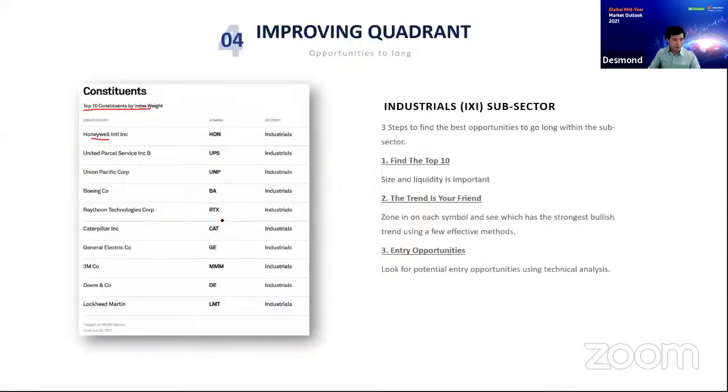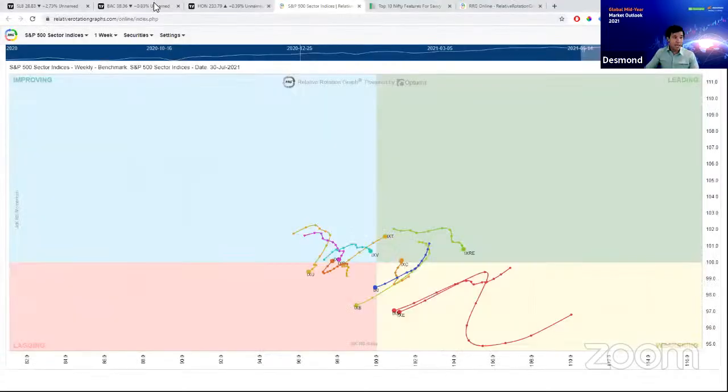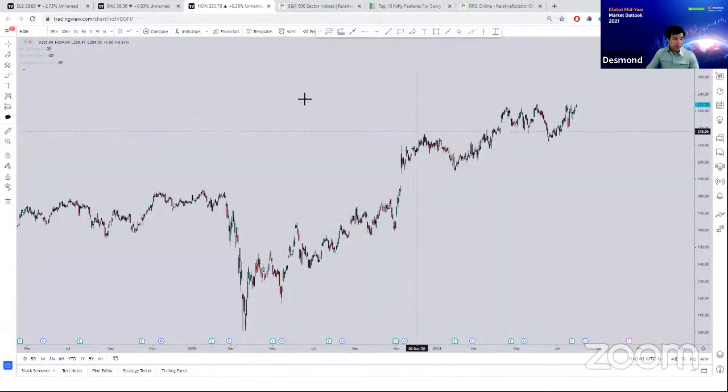Let me just show you. We're looking at Honeywell. Usually, by filtering through the top 10, you should naturally be able to find some entries already. I'm just going to show you live right now. We're looking at the 1-day time frame for Honeywell.